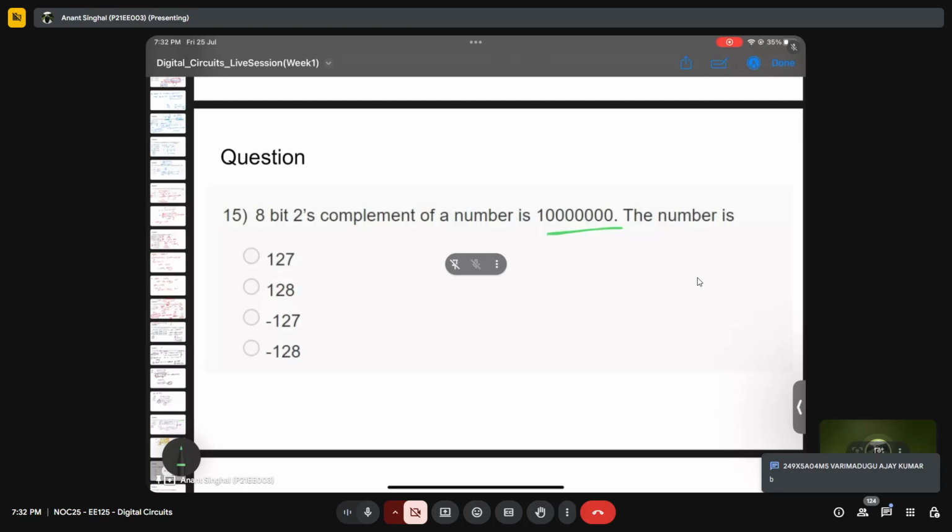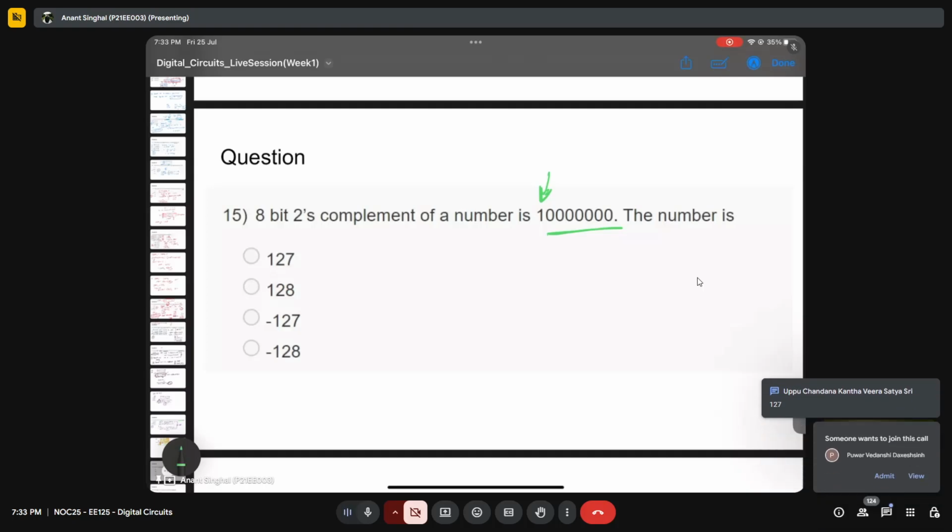So it says 8 bits 2's complement of this number. So you see the first digit is 1. So what will be the final answer? Is it positive or is it negative? Negative. Yeah, so how can everyone say B is the answer? These two cannot be the answer. C. C answer.